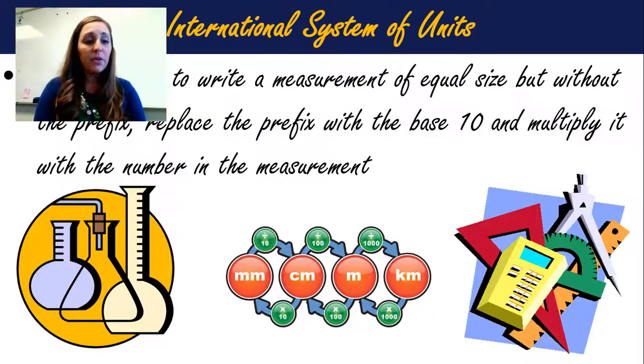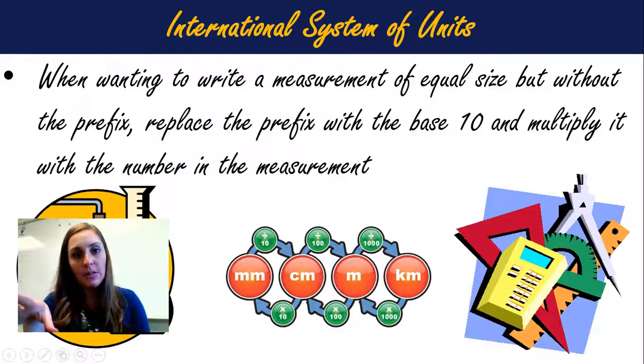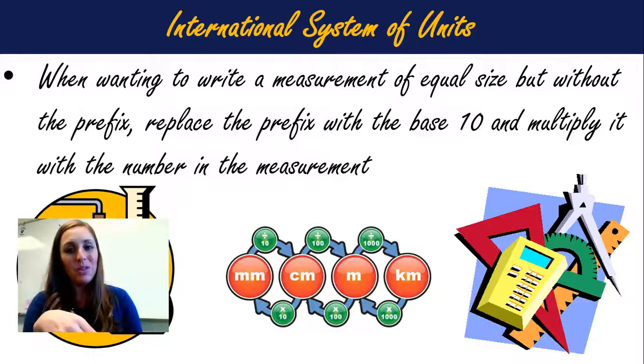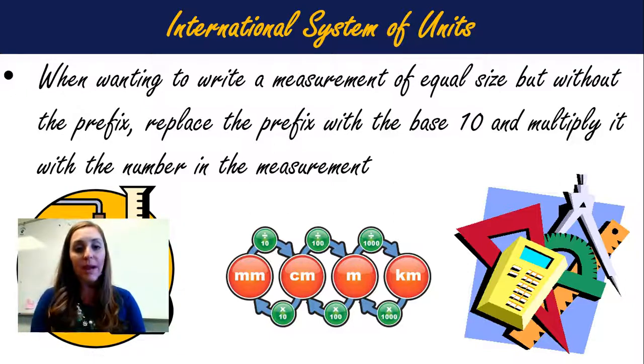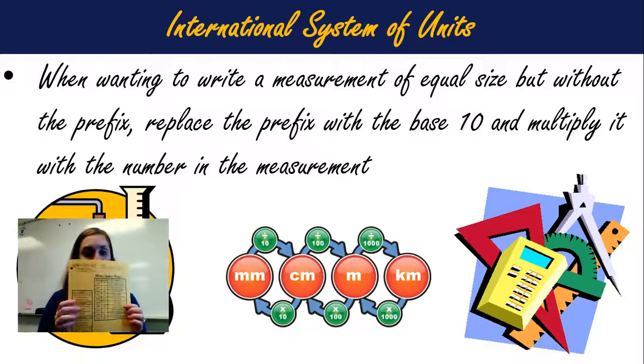So here's the rule. When you want to write a measurement of equal size, but you want to get rid of the prefix, you're going to replace the prefix with the base 10 and multiply it by the number in the measurement. So if you're removing a prefix, you have to replace it with a base 10. And that comes from this.